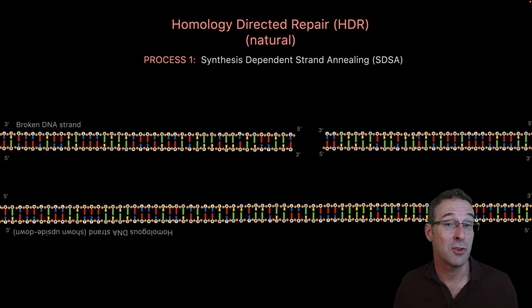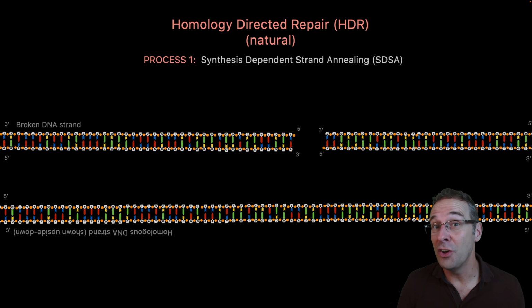Another way that cells are able to repair a break in DNA is homology-directed repair. Compared to non-homologous end joining, this is a much less error-prone approach. So it's ideal for a cell to do this, but cells can't always do homology-directed repair. In order to do it, they need to have a homologous piece of DNA. That is a DNA with the exact same base sequence as the broken piece of DNA.